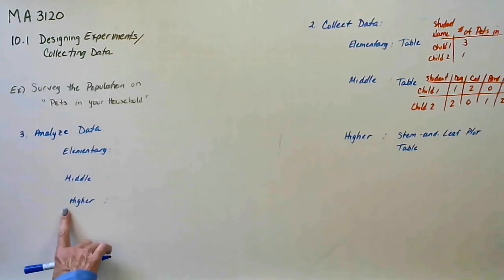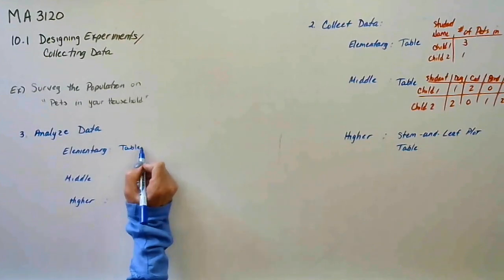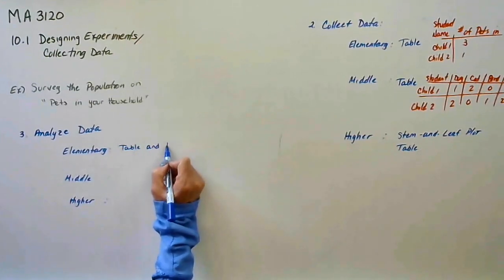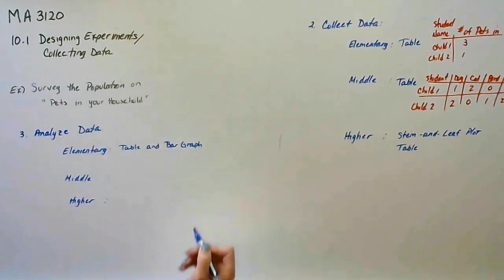Well, with elementary, remember, was a number. How many pets in your household? So for elementary level, you're probably going to be using a table and maybe a single bar graph. And again, we're going to go through all of these in the next section. We're just sort of learning about them now. And you can always look ahead.